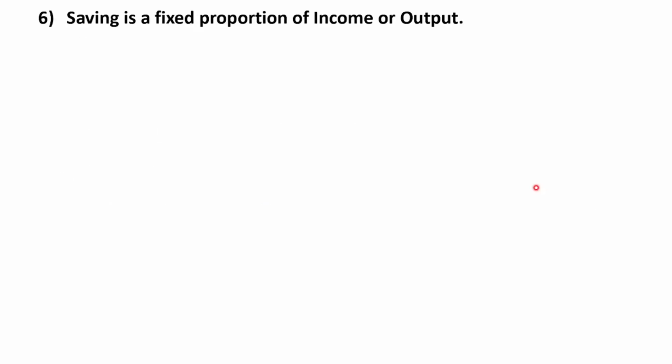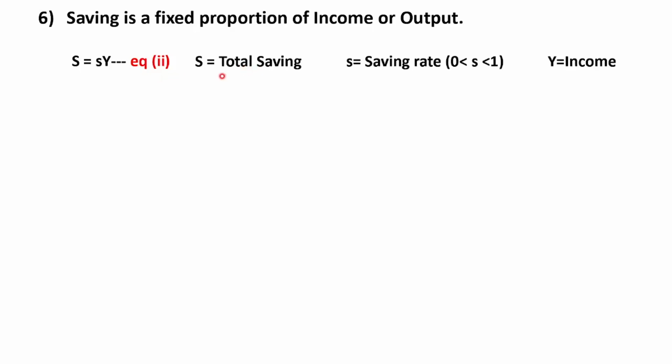Okay, under the sixth assumption, saving is a fixed proportion of income or output. That means saving is a part of income and saving has some fixed proportion of income. So this is the saving function, and this is equation 2, where capital S is the total saving amount, small s means the saving rate or MPS, which lies between 0 and 1, and Y means income. So be clear that our first equation was related to the capital labor ratio and this second equation is related to the saving function.